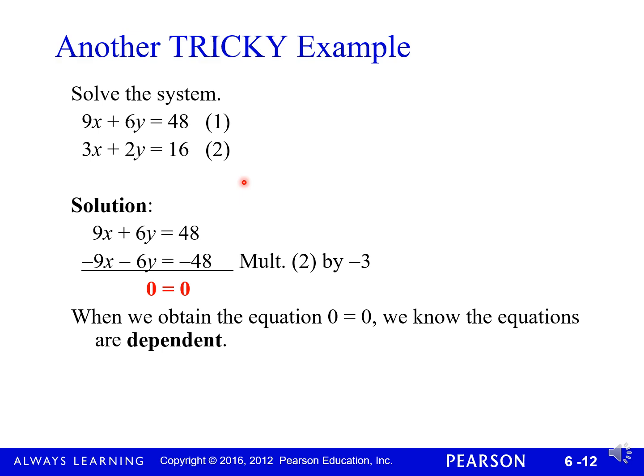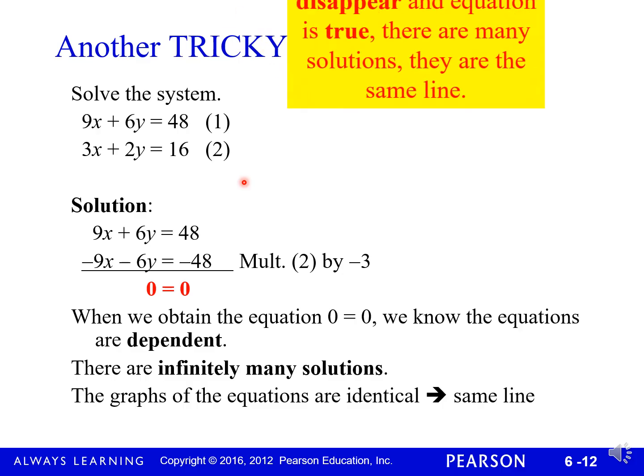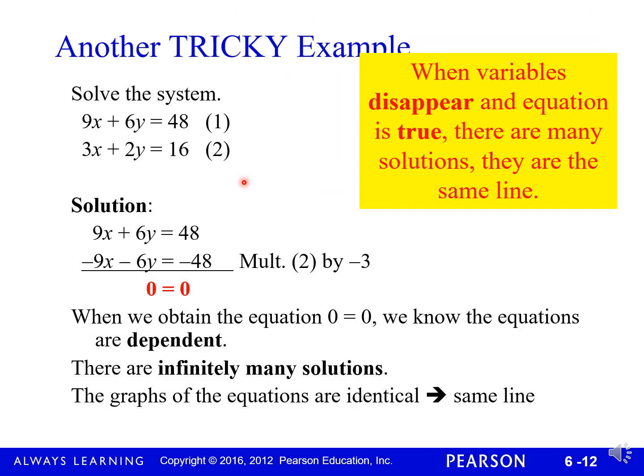When all the variables disappear, but we have something that is true, 0 equals 0, we call this a dependent system, and there are infinitely many solutions. They're actually the same line. So when the variables disappear and the equation left, 0 equals 0, is true, there are an infinite number of solutions because they are the same.